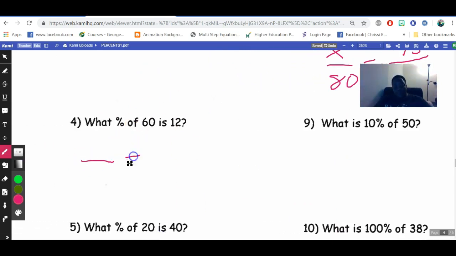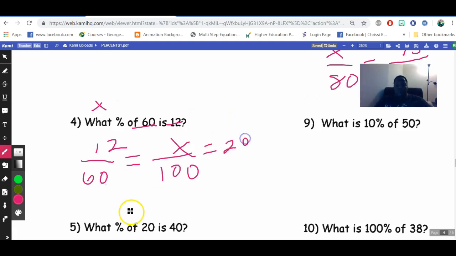Like number 4. There's my setup for my key. What percent? Oh, this time I didn't give you a percent, so you put x on top of the 100. Of 60 is 12. See that? Is always on top, of is on the bottom. Cross multiply and divide again. So you have this time 12 times 100. And then take that answer and divide it by the only number you have left, which is 60. And your answer is 20. So in this case, x equals 20.